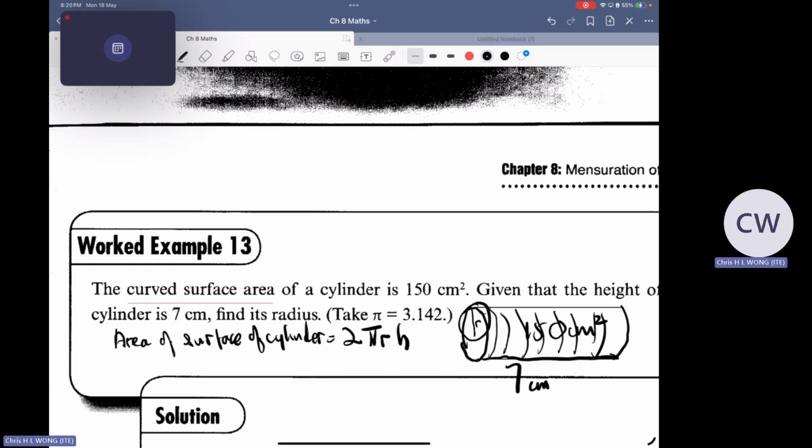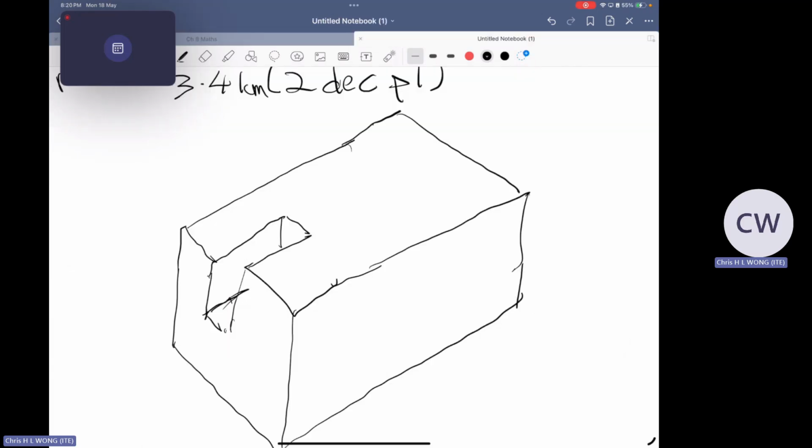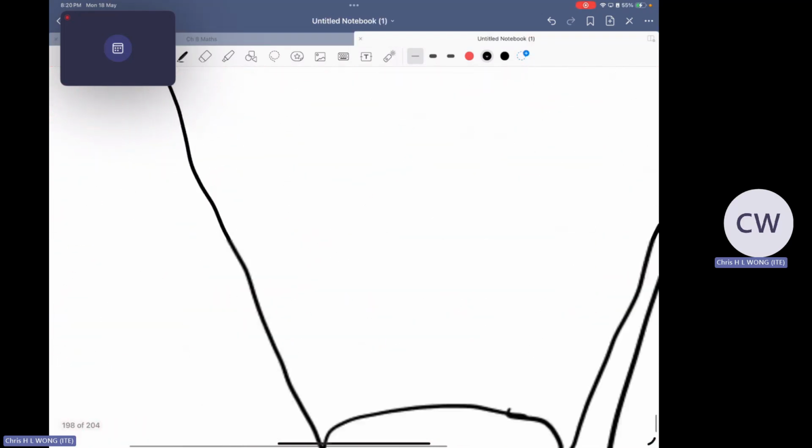What's the surface area of cylinder? Somebody tell me. Is it given? 150. So I write down: 150 equals 2 times pi times radius, which you don't know, right? Times r times h. What's h? 7. Okay. You're supposed to find r. I'm going to write it on the other side: 150 over pi. Okay, I'm going to write here. Hold on, okay.